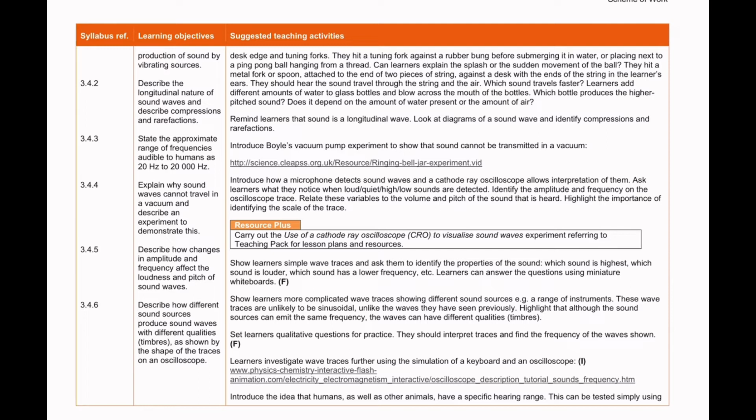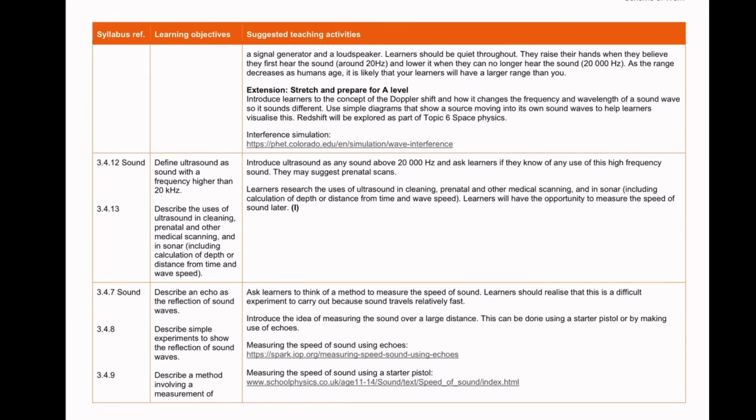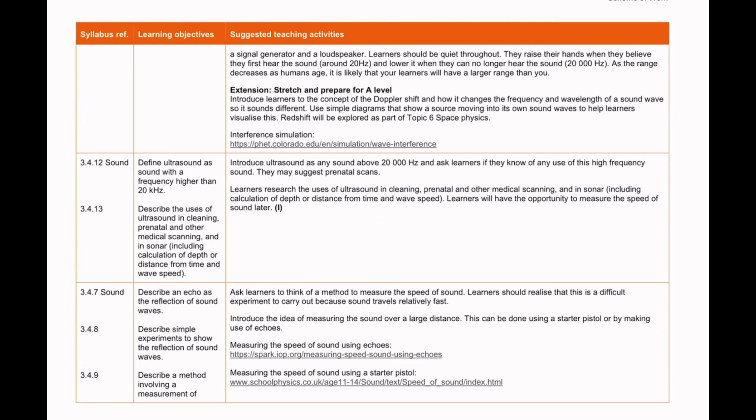Explain why sound waves cannot travel in a vacuum and describe an experiment to demonstrate this. Describe how changes in amplitude and frequency affect the loudness and pitch of sound waves. Describe how different sound sources produce sound waves with different qualities, timbres, as shown by the shape of the traces on an oscilloscope.